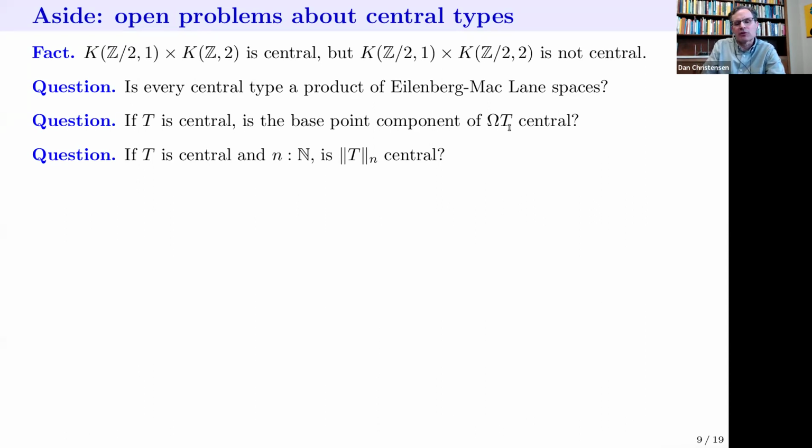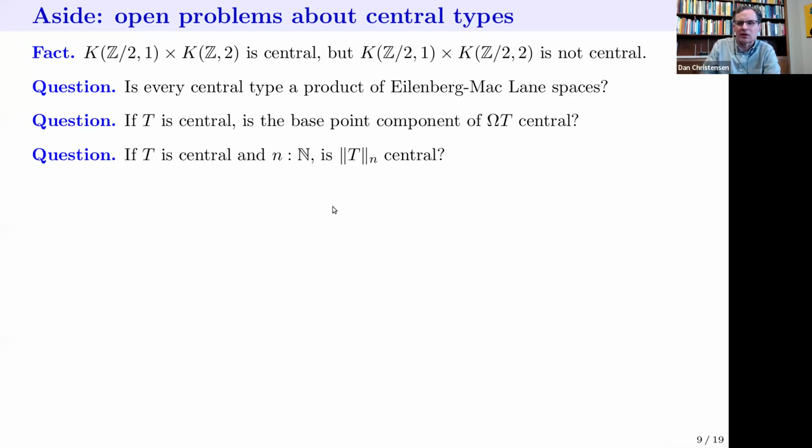We know that if loops T is central, then T is central. But what about the reverse? If T is central, is loops T central? Well, it needs to be connected, so let's take the base point component of loops T. That's the natural guess. Don't know if that's true. And we also don't know that if T is central, are its truncations central. So I'd love to hear ideas at the end if you have them, because these are questions that we've been puzzled by for quite some time.